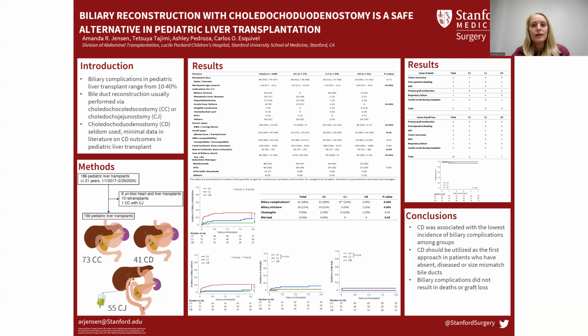In summary, liver transplantation remains the only effective treatment for end-stage liver disease, and the success of biliary reconstruction remains a key determinant of both good short and long-term outcomes. This study sought to compare the anastomotic complications between the different types of biliary reconstruction in pediatric liver transplant patients. Choledochoduodenostomy was associated with the lowest incidence of biliary complications overall among groups. It should be utilized as the first approach in patients who have absent, diseased, or size mismatched bile ducts. Overall, outcomes are excellent, and biliary complications did not result in increased deaths or graft loss.